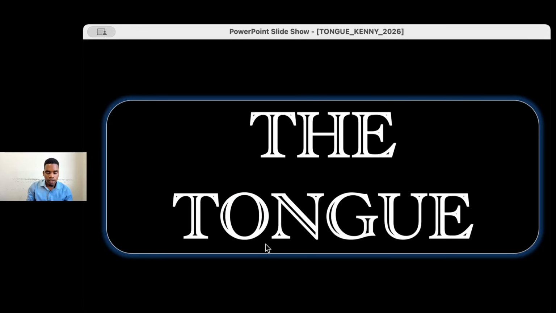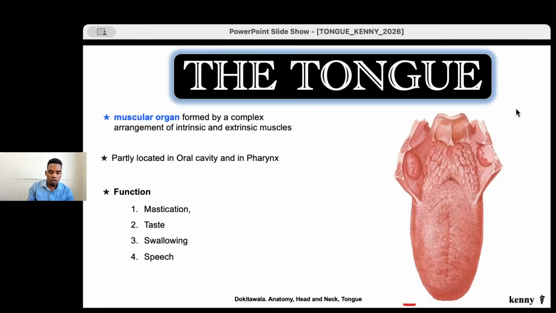Today we're going to talk about the anatomy of the tongue. The tongue is a muscular organ, and most importantly is one among the special sense organs. It is so important in the sensation of taste. Taste sensation is what makes the tongue one among the special sense organs.